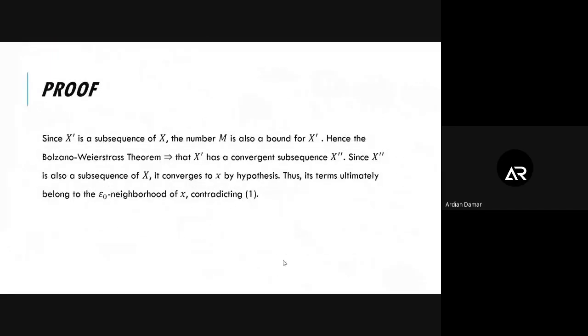Since x accent is a subsequence of x, the number m is also a bound for x accent. Hence, the Bolzano-Weierstrass Theorem implies that x accent has a convergent subsequence x double accent. Since x double accent is also a subsequence of x, it converges to x by hypothesis. Thus, its terms ultimately belong to the epsilon 0 neighborhood of x, contradicting the first inequality.